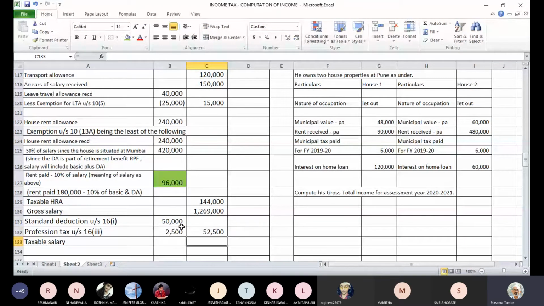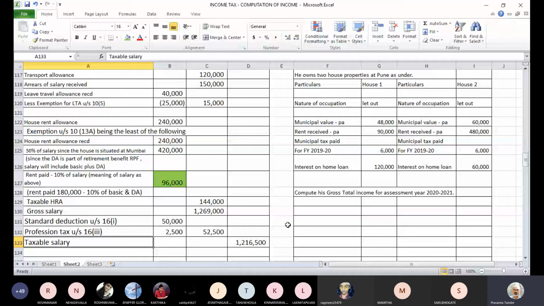Total deductions are 52,500 and taxable salary will be 12,69,000 minus 52,500. That is 12,16,500. So the final taxable salary under the head income from salary will be 12,16,500. I hope all of you have been able to complete this up to this stage.